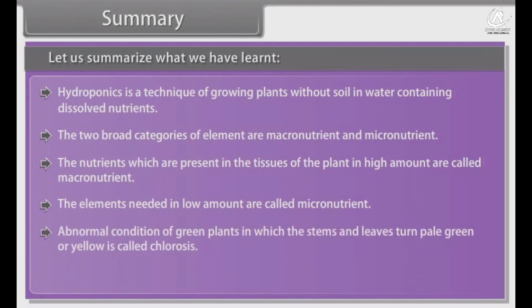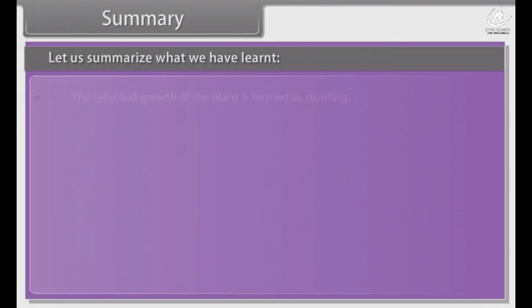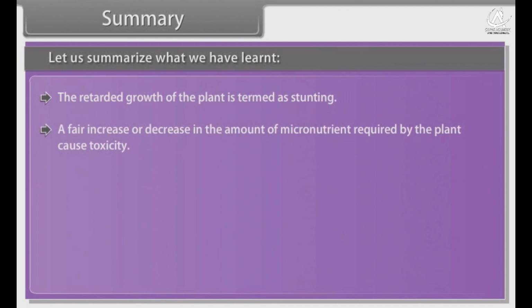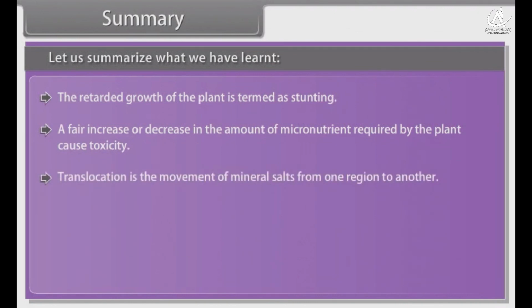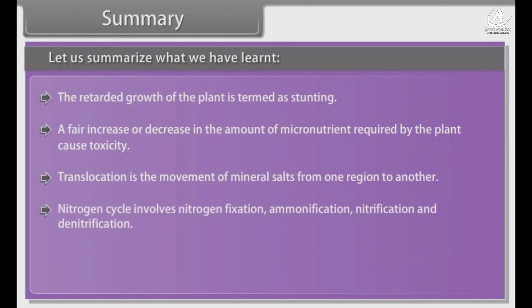Abnormal condition of green plants in which the stems and leaves turn pale, green or yellow is called chlorosis. The localized death of tissue of leaves is called necrosis. The retarded growth of the plant is termed as stunting. A fair increase or decrease in the amount of micronutrient required by the plant causes toxicity. Translocation is the movement of mineral salts from one region to another. The nitrogen cycle involves nitrogen fixation, ammonification, nitrification and denitrification.